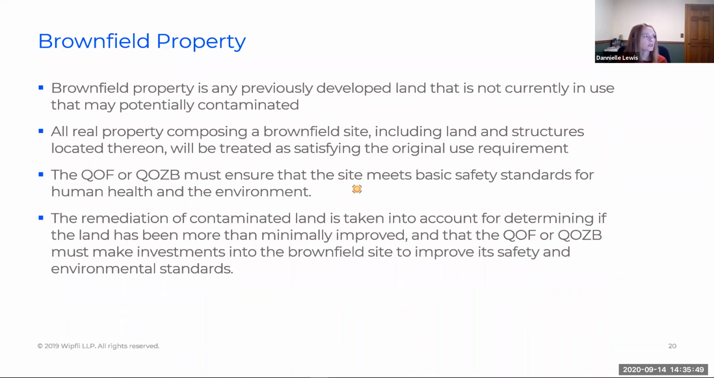Additionally, they came out with some rules for brownfield properties. So this is essentially going to be properties composed of a brownfield site, including the land and structure. They did outline some rules that you have to make sure you're meeting the basic safety standards and health requirements and environmental requirements. But essentially, they said that these would meet the original use requirement as well. So thus, no substantial improvement requirement.